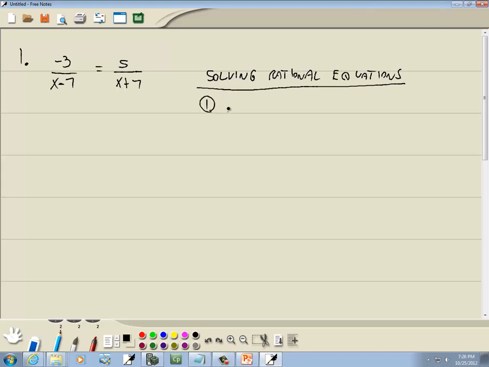Our first step is to factor all the denominators. So factor all your denominators. Well, this problem is pretty easy. There's nothing to factor here. x minus 7, x plus 7, can't do anything with. So step 2: figure out the LCM and multiply everything by it.